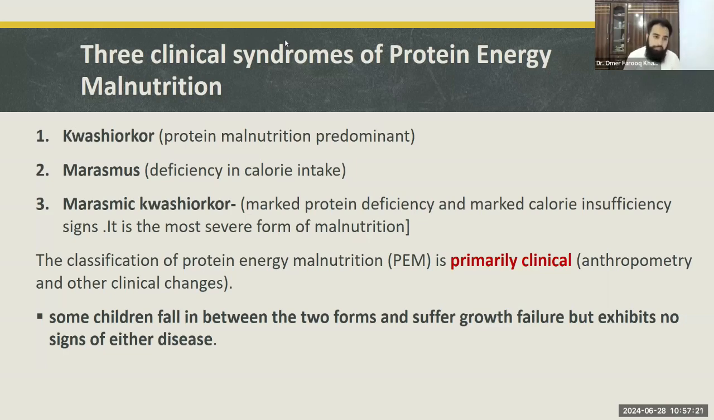Anthropometry and other clinical changes. Some children fall in between the two forms and suffer growth failure but exhibit no signs of either disease. So there are some children who fall in between both forms, with varying degrees of nutritional problems. Sometimes they do take protein, sometimes they do not take protein. So they fall in between. Then only experts can identify the problem with such children.